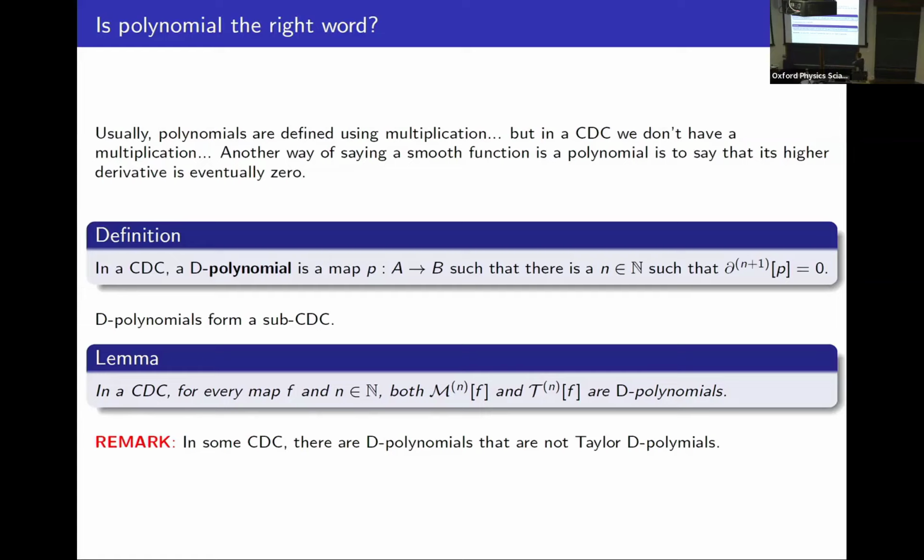And just as a quick remark, yes, in our examples, Taylor polynomials and D polynomials do coincide, but sometimes there are examples where they don't.